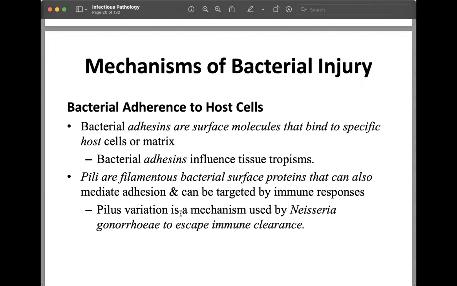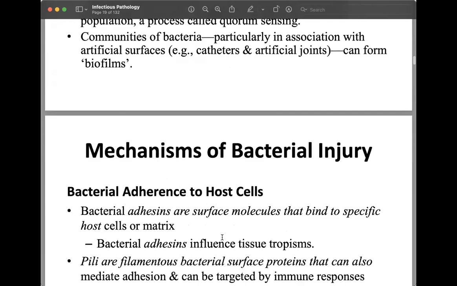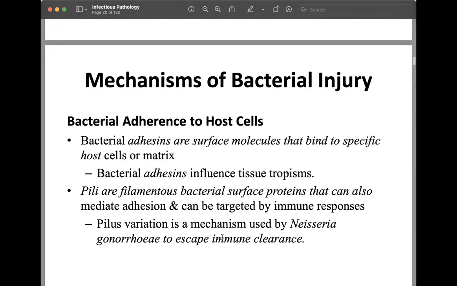Now, microbial organisms tend to form biofilms. They tend to cluster together, and these biofilms are due to the presence of communities of bacteria.